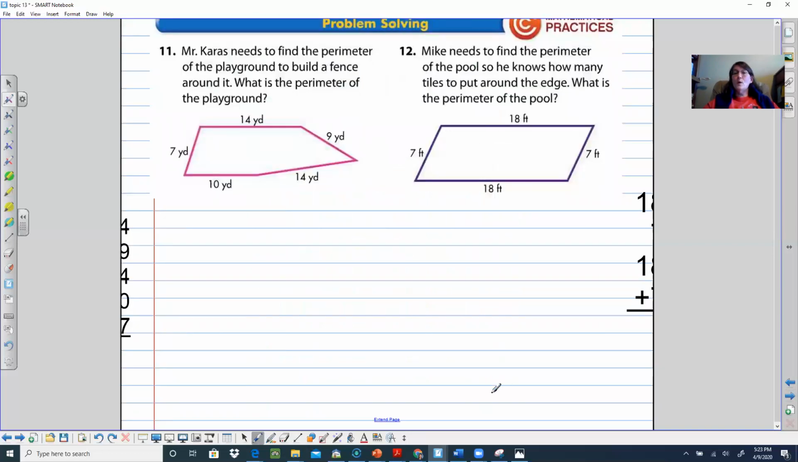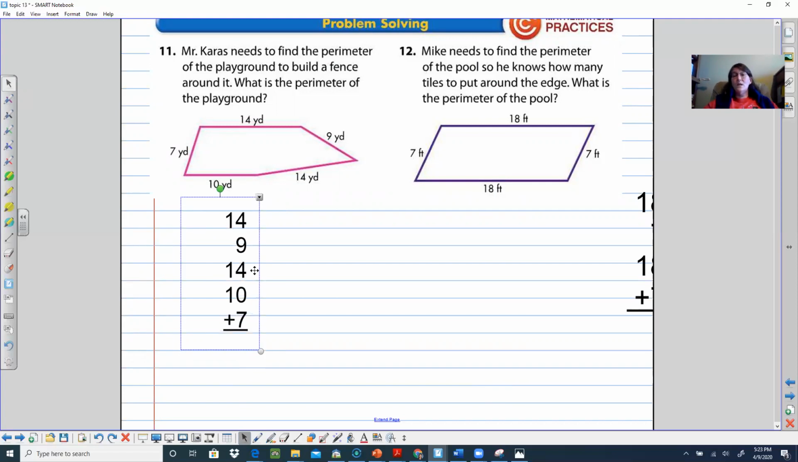Okay, now we're going to do our problem solving. Mr. Karras needs to find the perimeter of the playground to build a fence around it. What is the perimeter of the playground? Perimeter is around, oh, oh, don't you know, perimeter is around. You add up all the sides, oh, oh, don't you know, you add up all the sides.